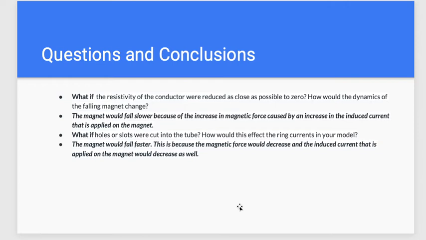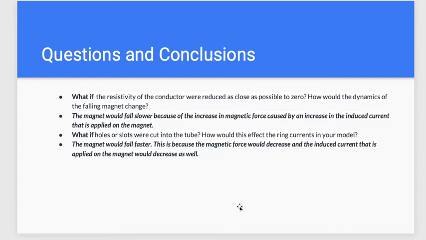So wrapping up with questions, what if the resistivity of the conductor were reduced as close as possible to 0? The magnet would fall slower because of the increase in magnetic force caused by an increase in the induced current that is applied on the magnet.